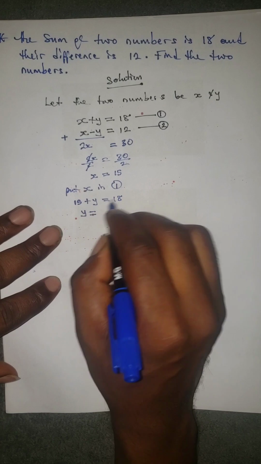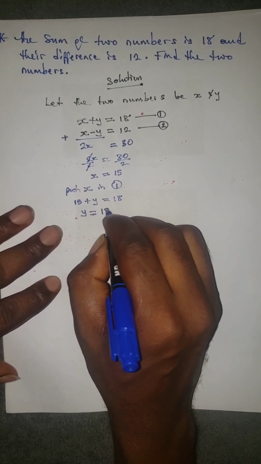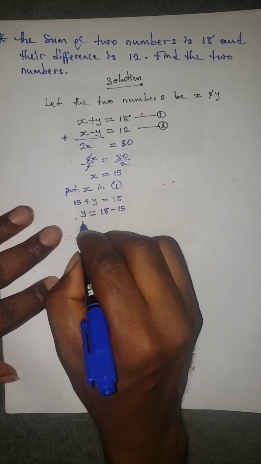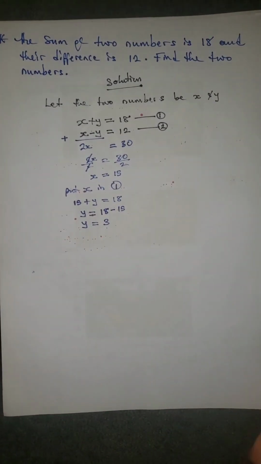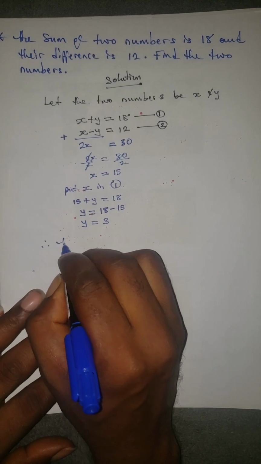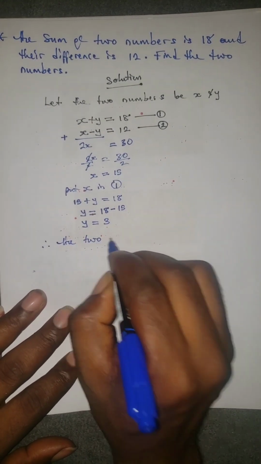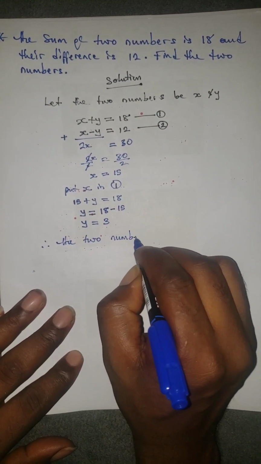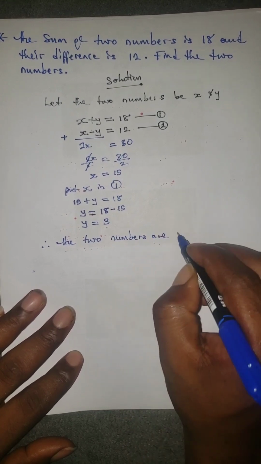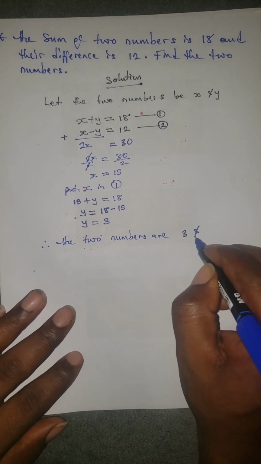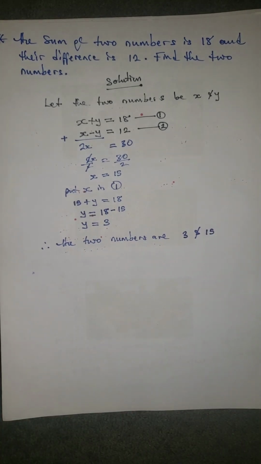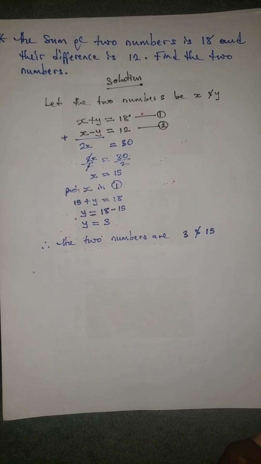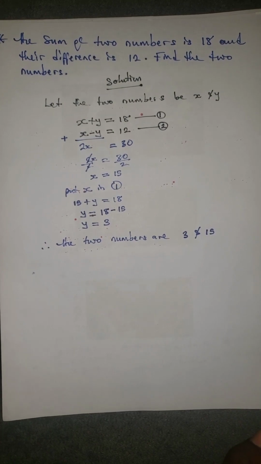When this one travels over here, we have that y equals 18 minus 15. So that will give us y equals 3. So we have gotten our two numbers. Therefore, the two numbers are 3 and 15. You can see that the sum of these two numbers will give you 18 and the difference between these two numbers will give you 12.